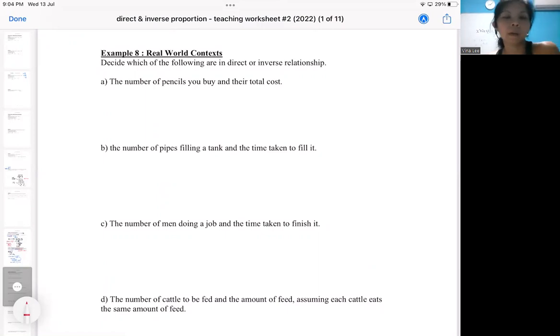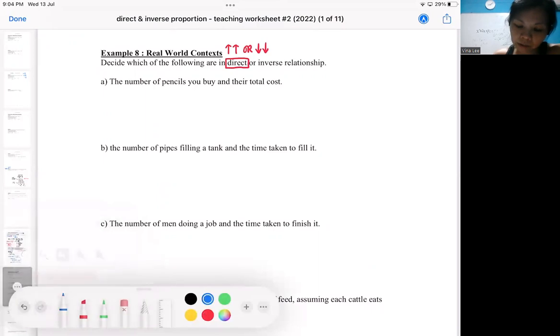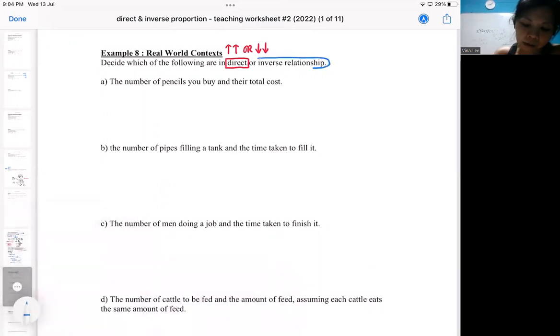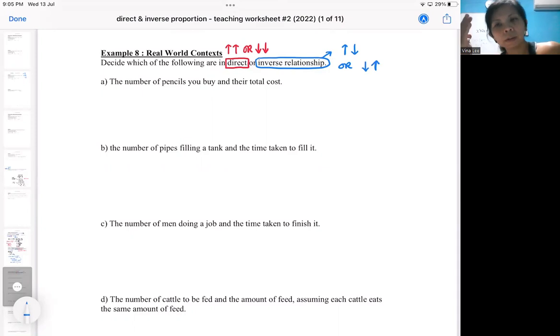So the critical part will be, would you be able to tell whether it's a direct or inverse relationship? Let's recall first. The idea of direct means both can increase or both can decrease. The idea of inverse is opposite. Inverse will be something like one increases and the other decreases, or one decreases and the other increases. So inverse is like an opposite relationship.